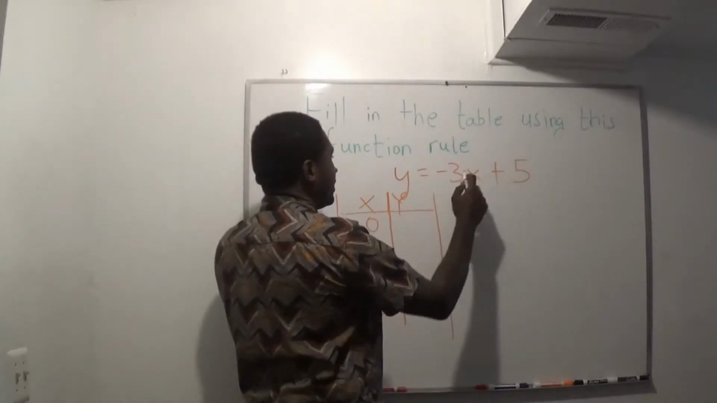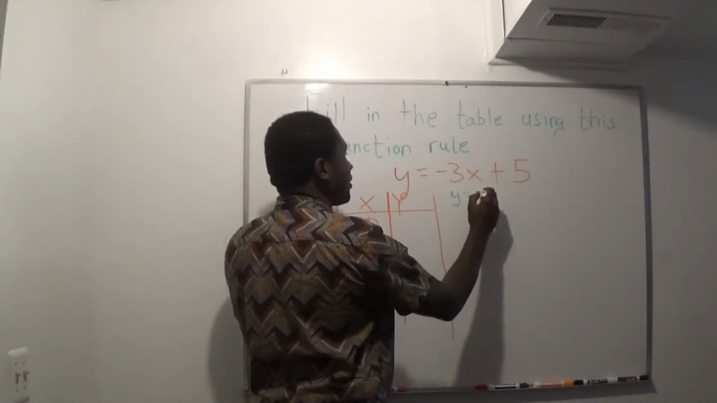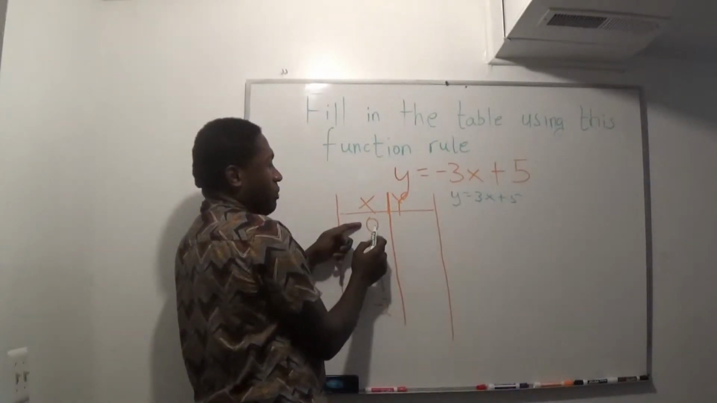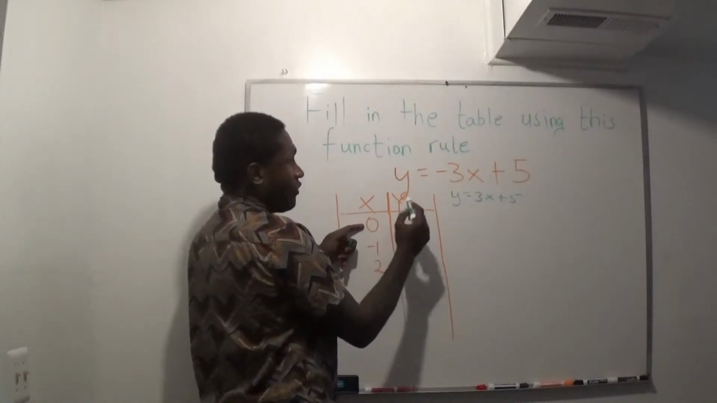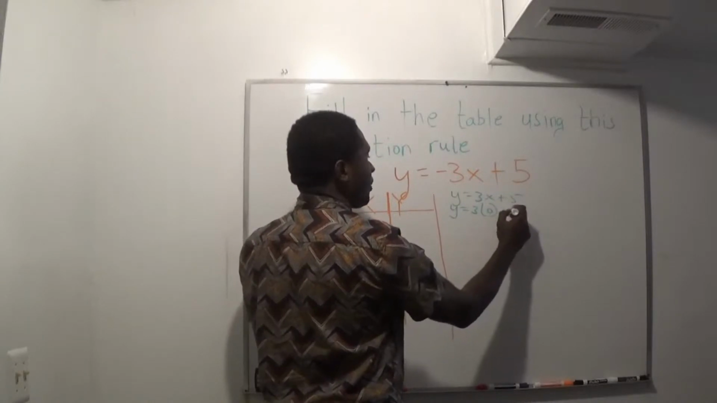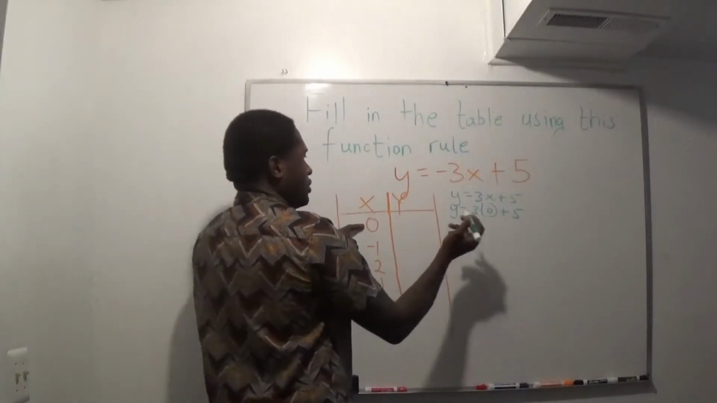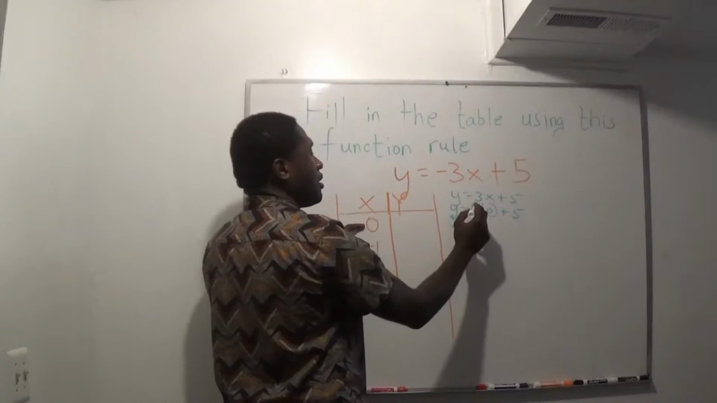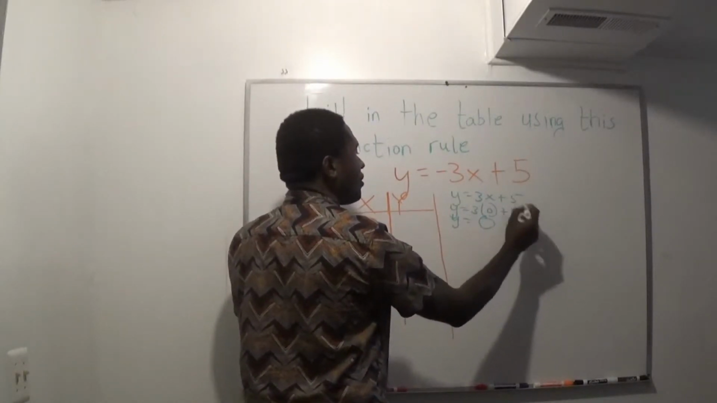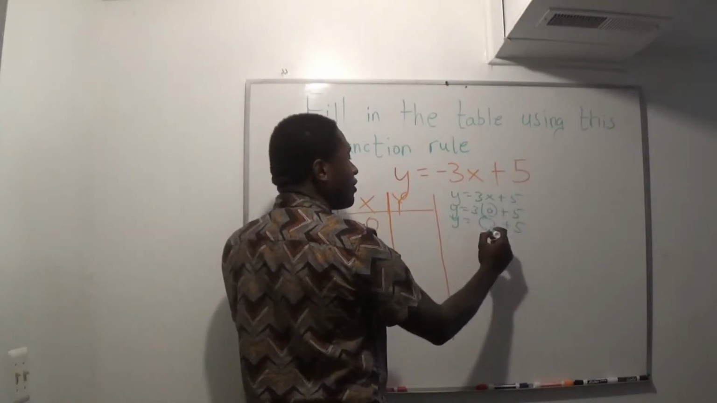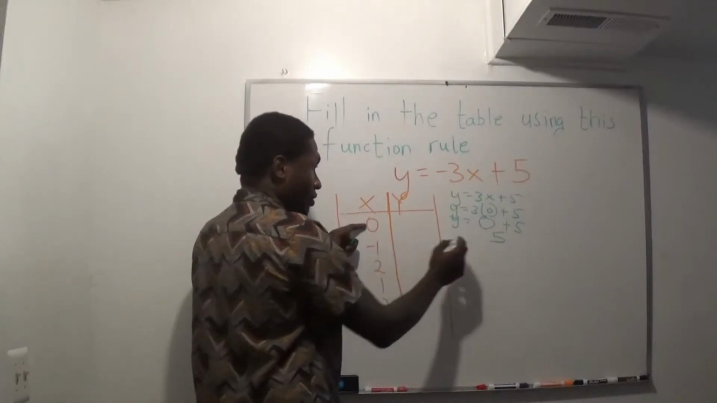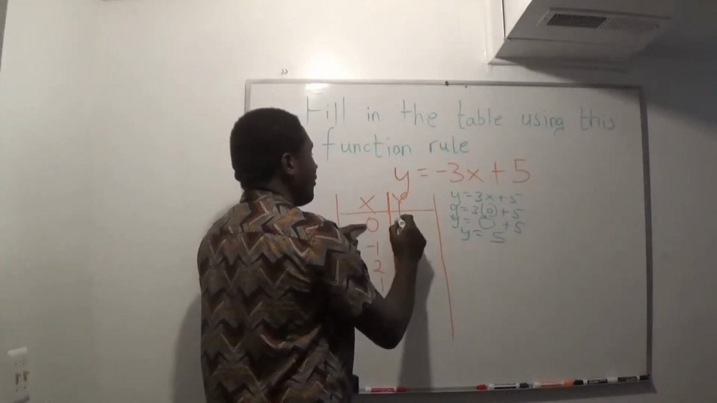So the equation is y equals 3x plus 5, right? Where I see x, I'm going to put 0, and then I'll solve for the y. Y equals 3 times 0 plus 5. So now I'm just going to solve it. I got y equals 3 times 0 is 0, and then plus 5. And then 0 plus 5 is 5. So that means when x is 0, my y is 5.